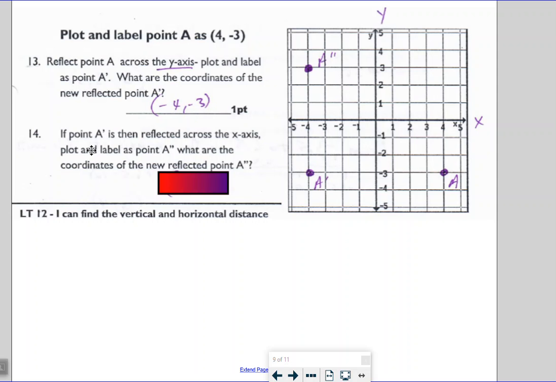But then they take it a step further. If point A prime is then reflected across the x-axis, plot and label its new point as A double prime and give the coordinates for it.